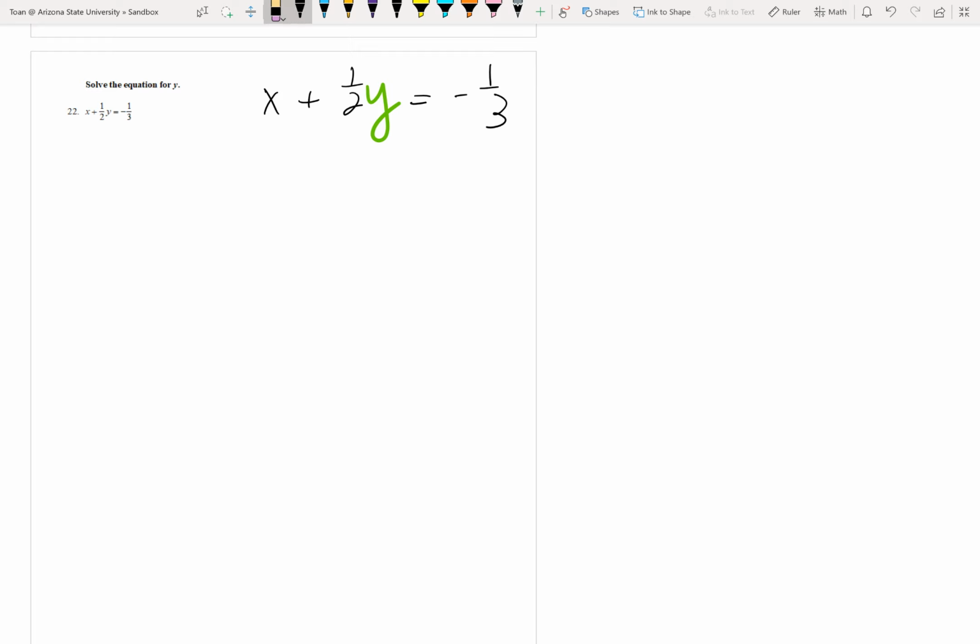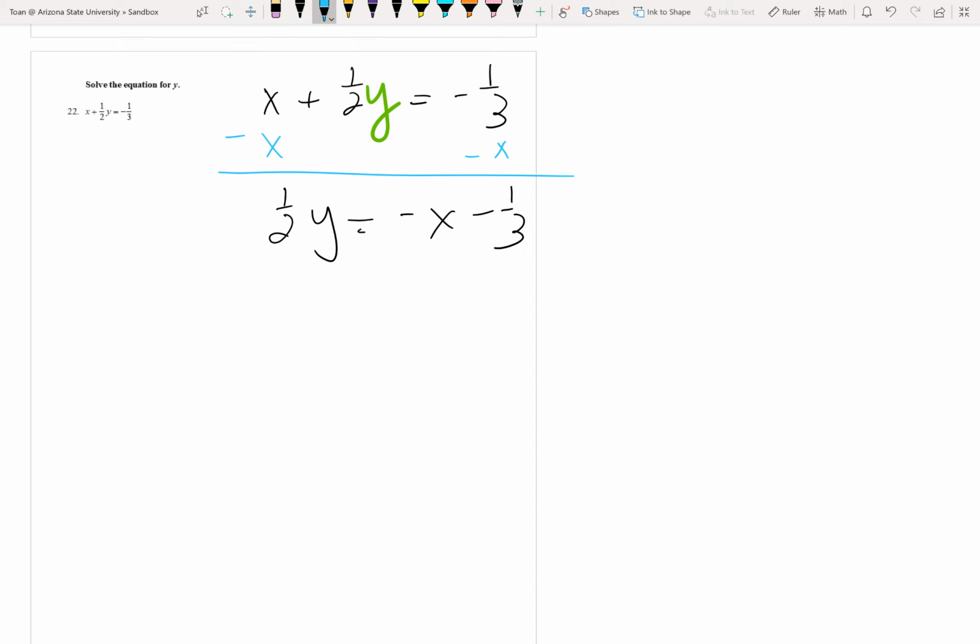So that means, in this particular problem, I need to get rid of the x, I need to get rid of the 1/2. In math, you typically get rid of things that are farthest away first. So x is farther away from the highlighted y, so I'm going to subtract x from both sides. That's 1/2 y equals negative x minus 1/3.